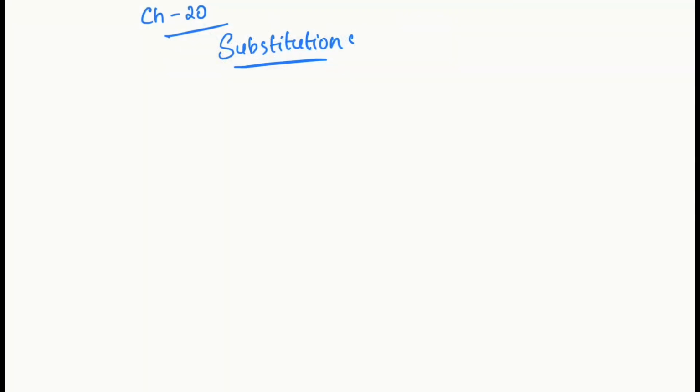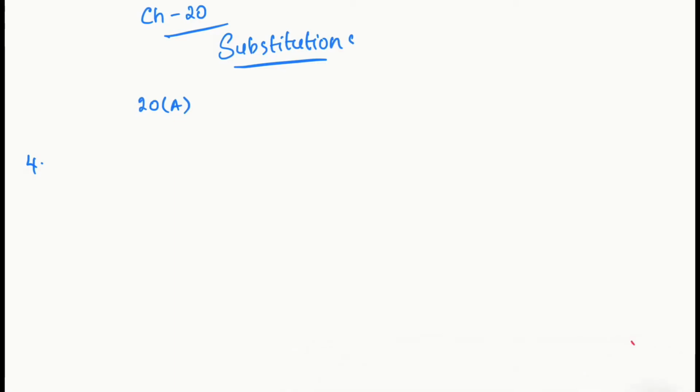Hi students, let us continue with chapter 20, substitution. In our previous class, we had started with exercise 20A and we had completed 3 mains. Today let me continue with the 4th main, exercise 20A, 4th main. So what do we have in the 4th main here?